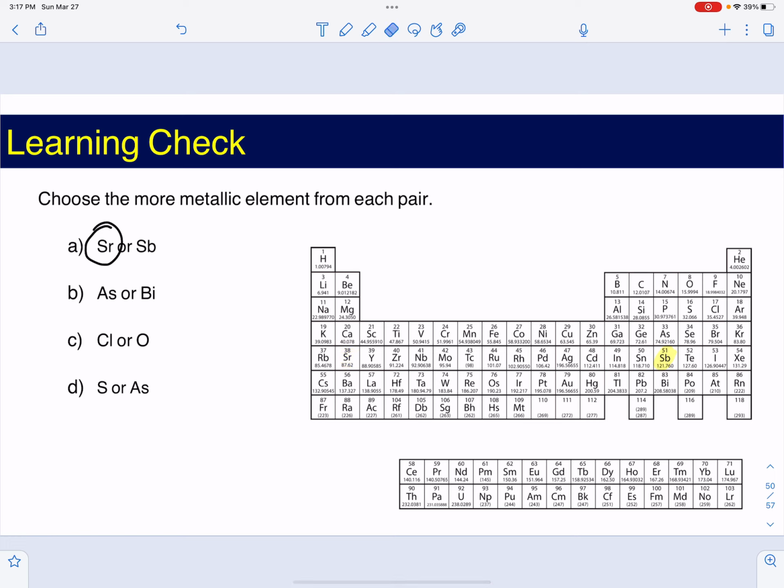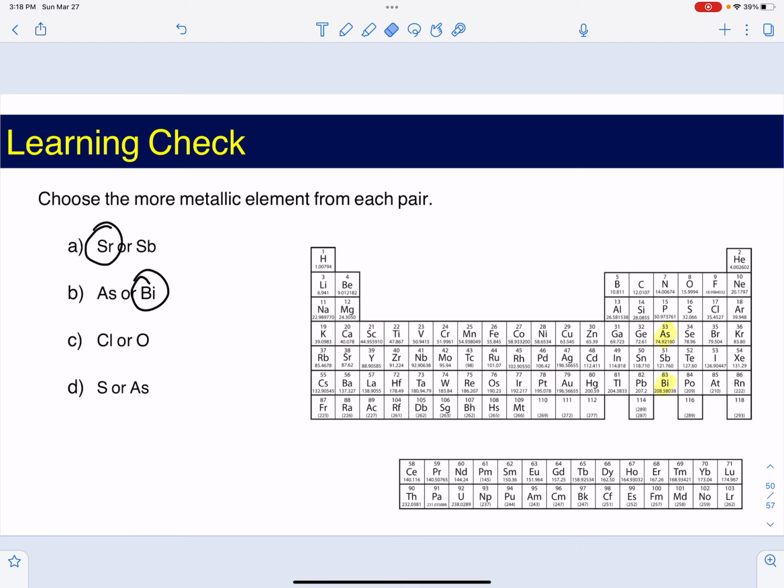What about arsenic and bismuth? They are at the same distance from the left, so that's not what we're going to use. So we know that bismuth is bigger because you have more energy levels, therefore it's easier to remove the electron. That's what metals like to do. They like to lose electrons. So bismuth will be the more metallic.